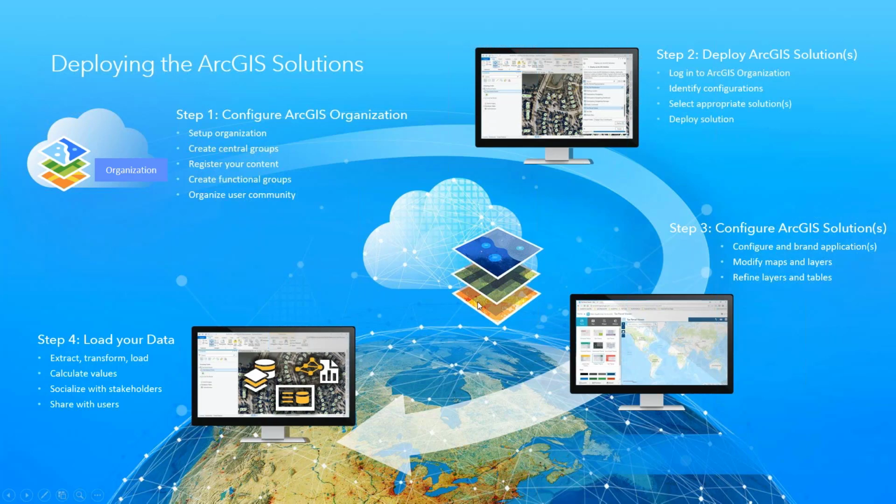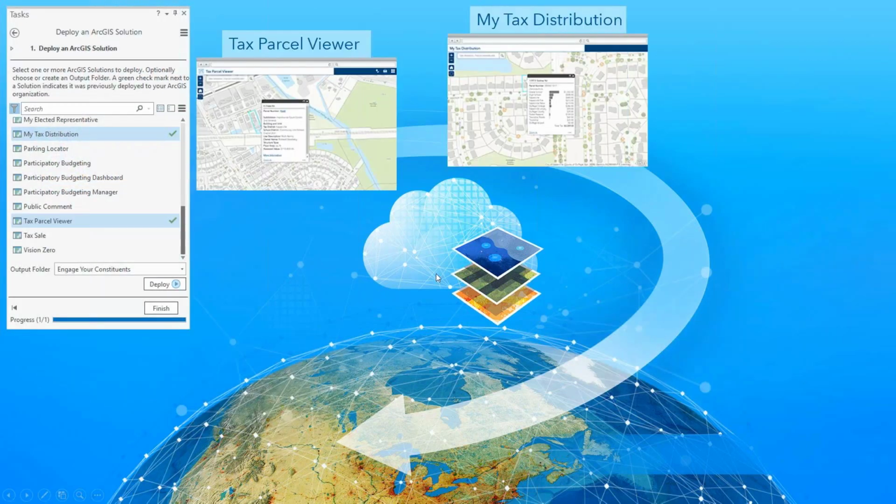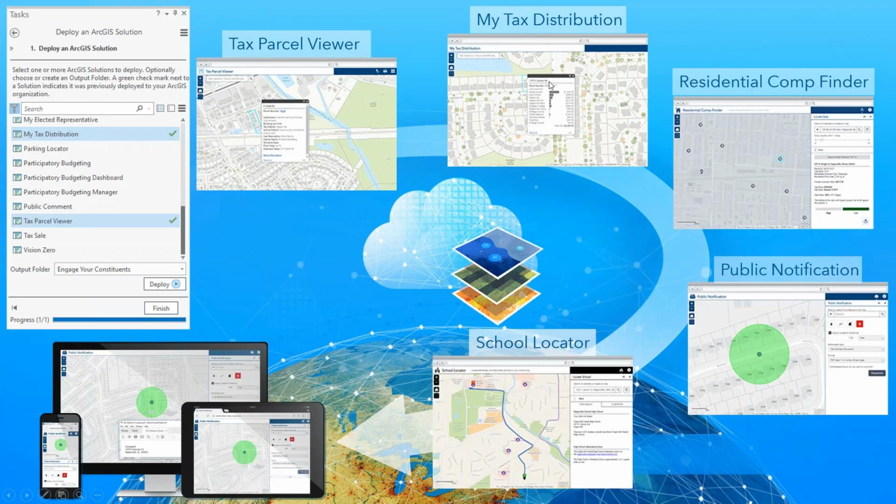And then you load your data. In some cases, like in the tax parcel viewer, you're going to load the data you might have from your tax parcel polygons. Maybe it has CAMA attributes joined to it. You're going to load that data into the solution, and we give you a series of tools to do that process as well. So again, all of these that I've demoed today, the tax parcel viewer, my tax distribution, the public notification app, can be laid down with that deployment tool.